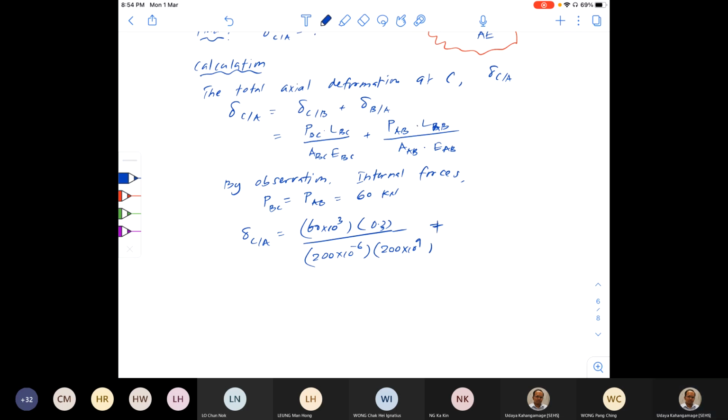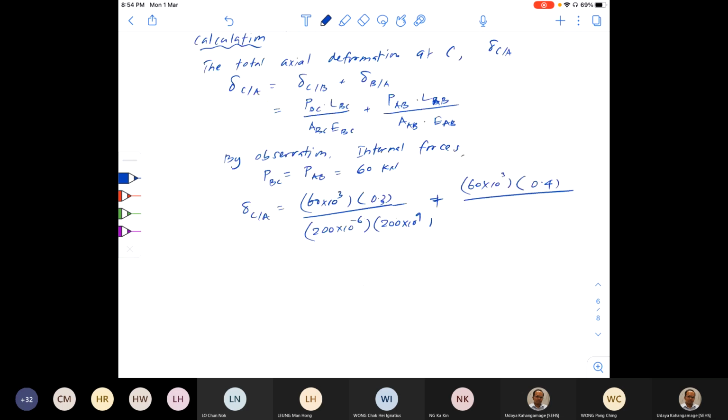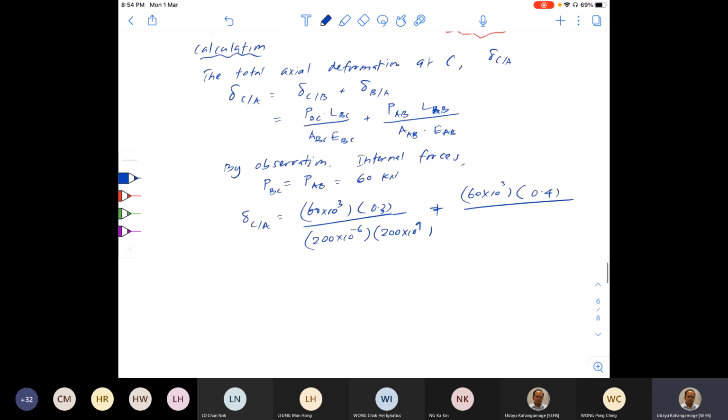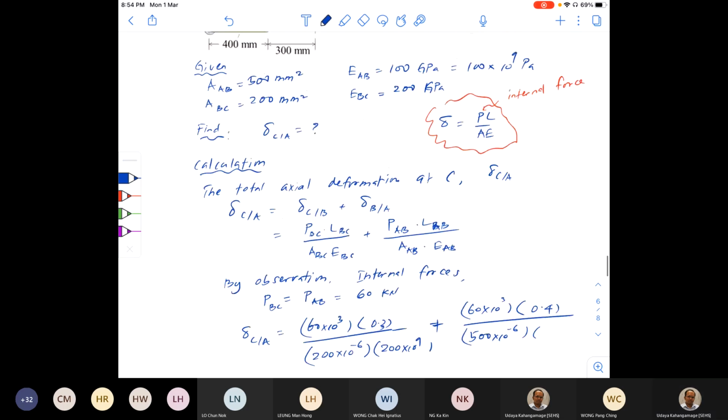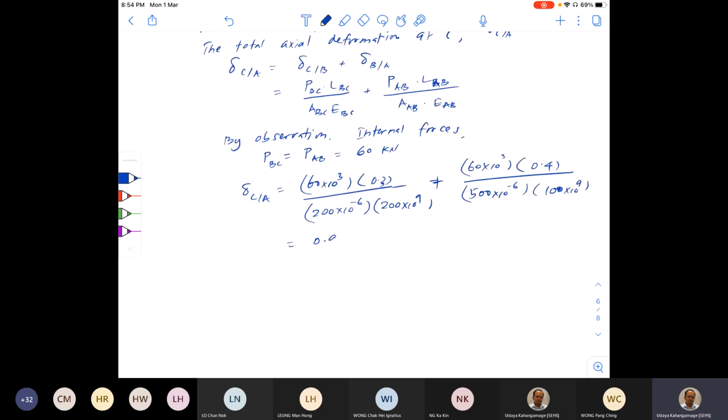And then P AB again 60. L AB is 400, that is 0.4. A AB is 500. E AB is 100 gigapascal. Okay, so you can simplify and get this answer. See whether you can get the same answer as me.